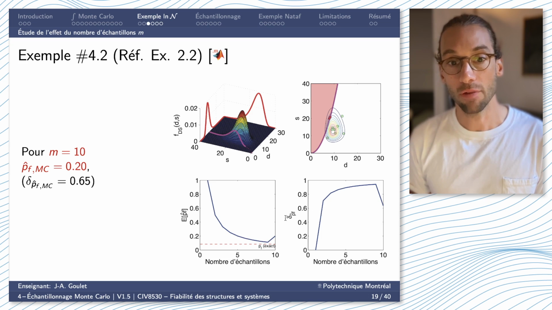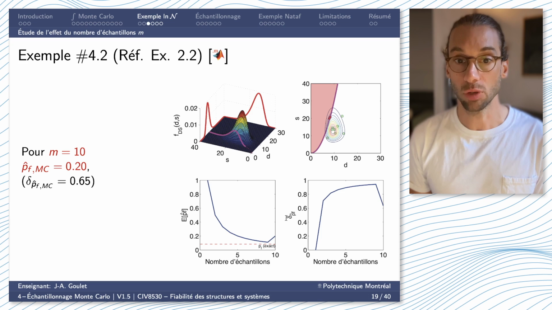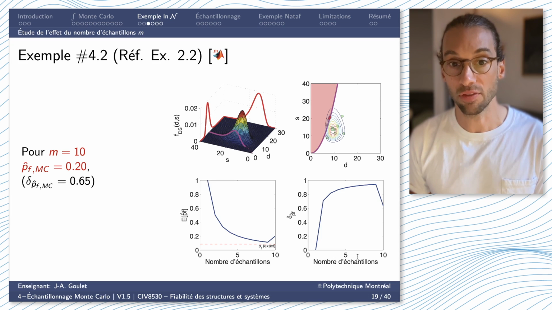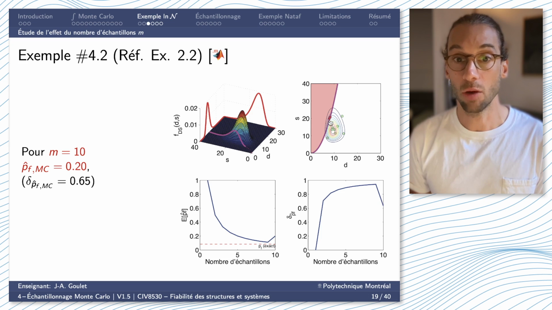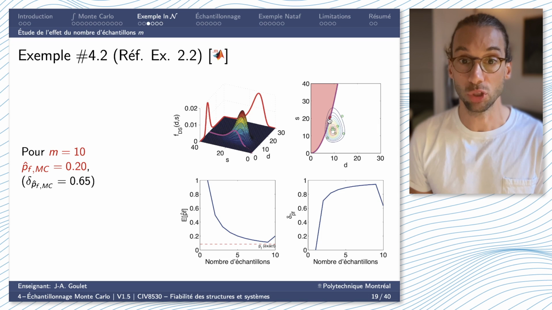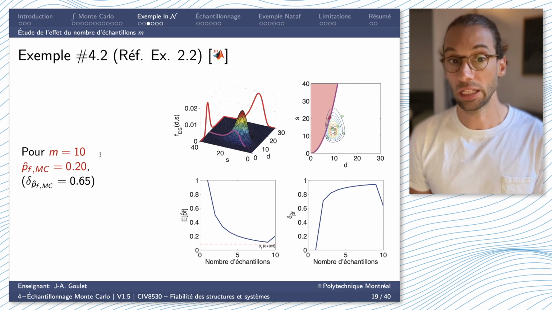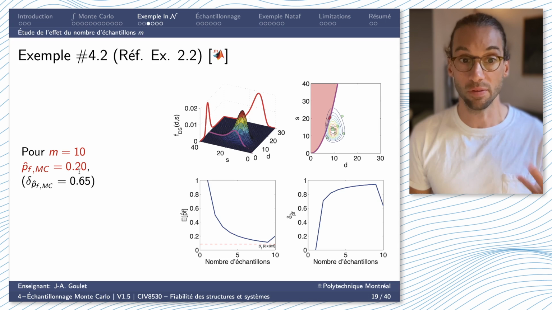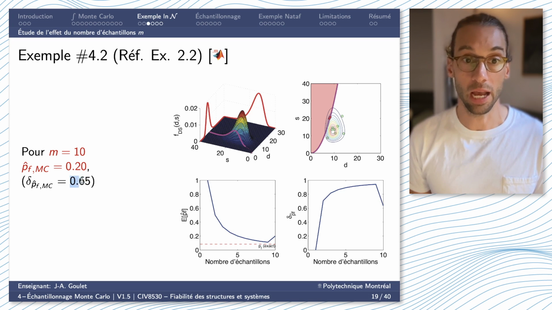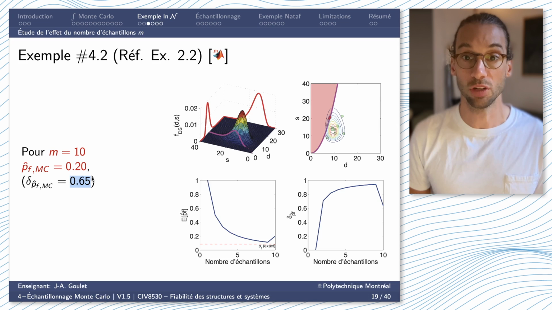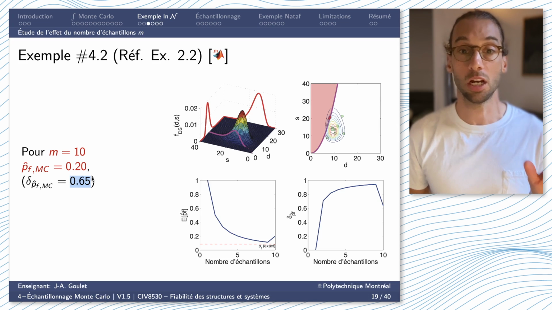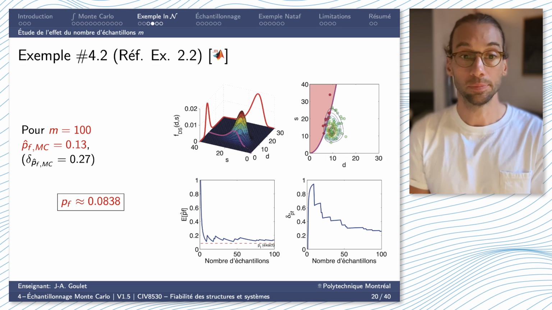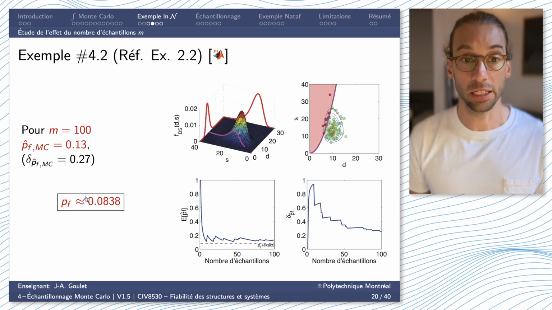And on the right, we have the coefficient of variation associated with our estimator as a function of the number of samples. Right now, you see it's very high. Why? Because we have a very low number of samples and very few of them are falling in the failure domain. For 10, I have 2 of them in the failure domain. That gives me an estimation for probability of failure of 0.2 with a very high 0.65 coefficient of variation. So this is clearly not enough samples, because I know that the reality is 0.0838.